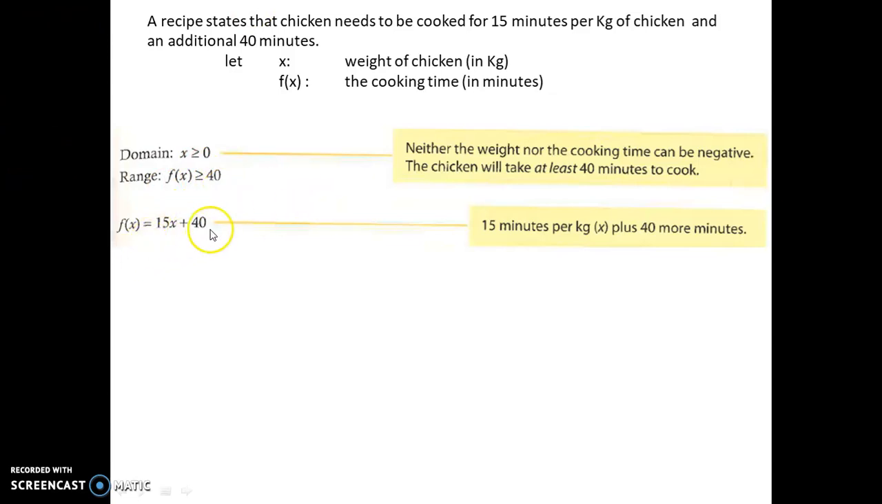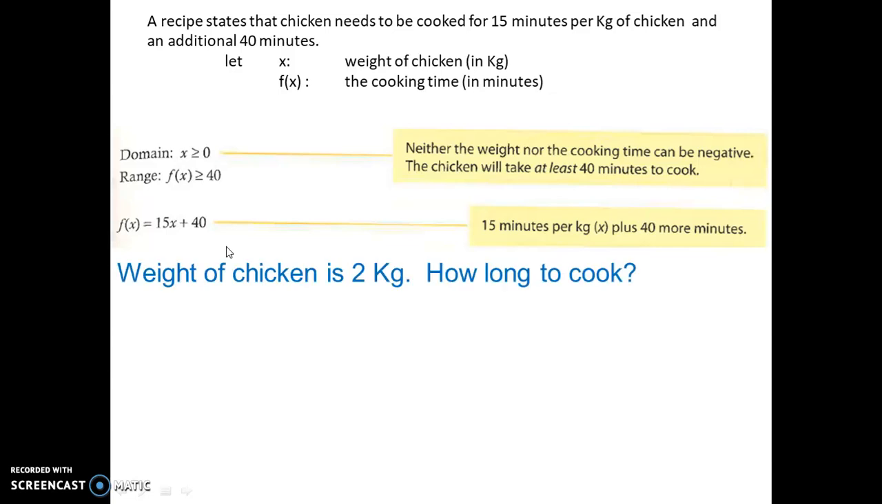And here's a function that makes sense, because we have the 40-minute cooking time. So even if x was 0, the weight of the chicken was 0 here, it would still be 40 minutes cooking time. And here, this is a linear function. It tells you that for every 1 kilogram, so let's say x is 1, this would be 15, so you add 15 minutes to cooking time. If x was 2 kilogram chicken, you'd add 30 minutes, and so on. So there's the function. Now let's use the function to answer those 2 questions.